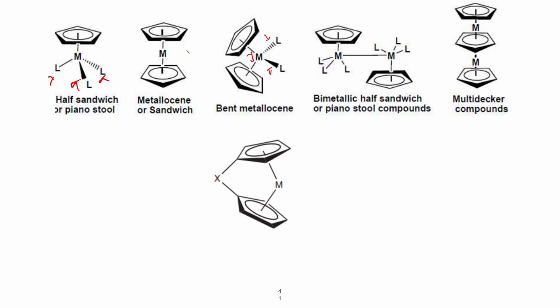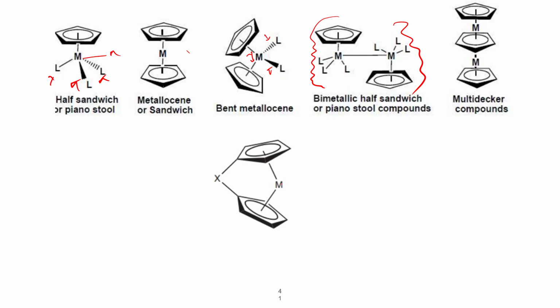This is another one, called bimetallic half sandwich. If two half sandwich molecules make a dimer, a metal-metal bond is formed, and you can expect this kind of structure. Now it is called a bimetallic half sandwich. Other variants are also there. They are rare, but they are present. Multi-decker compounds mean not just two decks, but many: three, four, different decks. That's why it's called multi-decker.